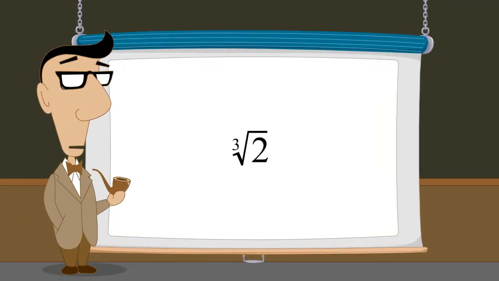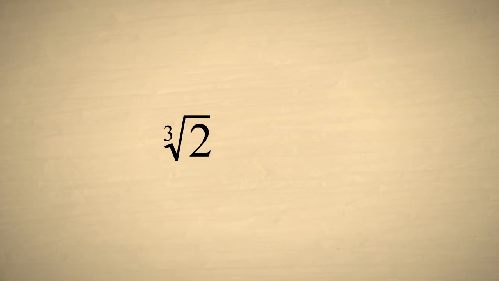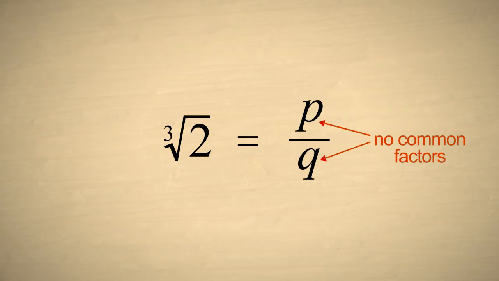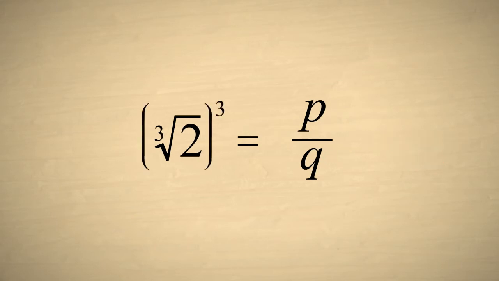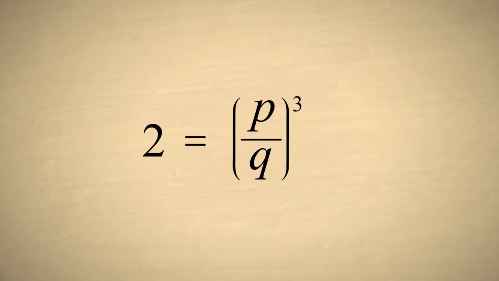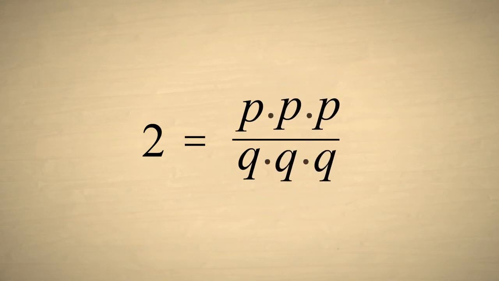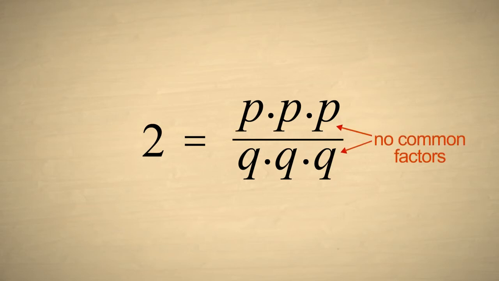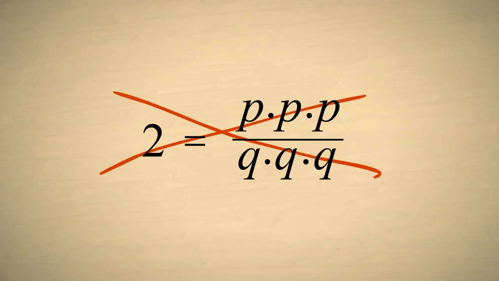This also works for roots other than square roots. For example, we can set the cube root of 2 equal to the same ratio with no common factors. Then cubing both sides, we get 2 equal to p times p times p over q times q times q, and since p and q have no common factors, the fraction can't be reduced to an integer, and so the cube root of 2 is also irrational.